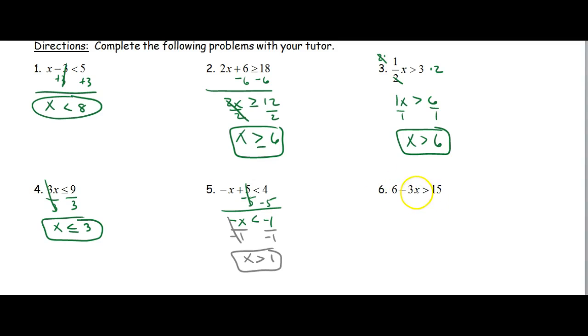Number 6. If I look, I have all my variables on the left. I have to get rid of this constant 6. How do I get rid of it? I subtract it. Line it up under the 15. So negative 3x is greater than 9. We have to remember to bring down the negative 3x. Now, I divide both sides by negative 3, and I get x is, since I divided, did I divide by a positive or negative? I divided by a negative, therefore I have to flip the inequality sign. So x becomes less than negative 3.